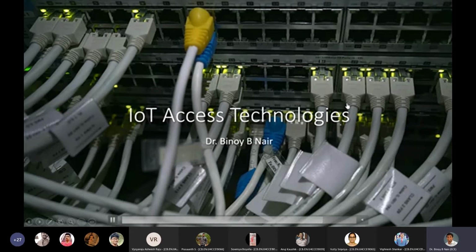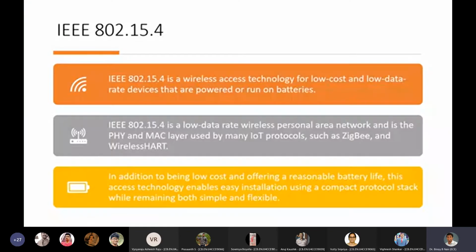So we are going to look at IoT access technologies. And the first IoT access technology we are going to look at is the IEEE 802.15.4. The reason why this is very popular is because it is specifically designed to work with low cost and low data rate devices. We will see some of the most common things.